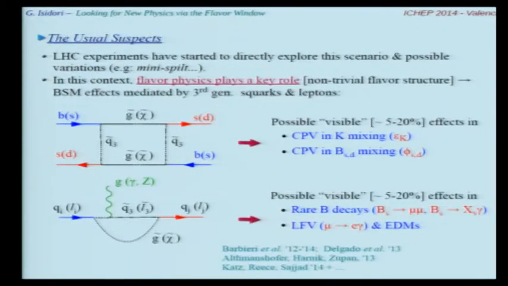And so the LHC experiments and the high-PT experiments have started to directly explore this framework with high-PT searches. But flavor physics here plays a really important role because of this non-trivial flavor structure, where there are relatively light third generation squarks and leptons. And so in this case, because of the exchange of these squarks, we can expect visible effects, let's say 5 to 20%, in the usual suspects, so epsilon_K or the phase of B-Bbar mixing, and also in some clean rare decays. So there has been a lot of discussion about this in the literature.